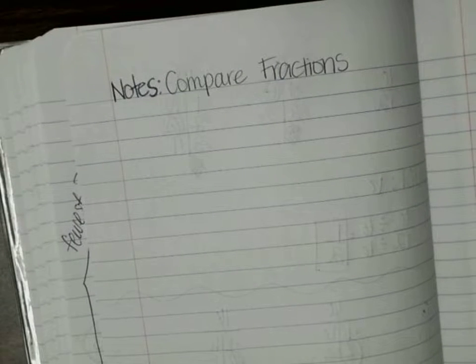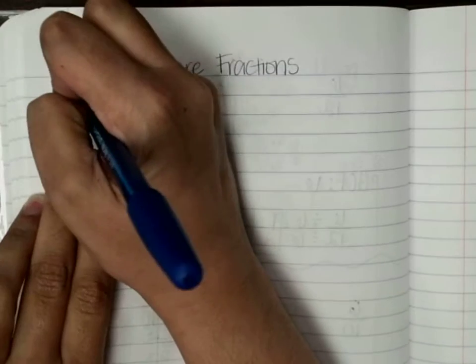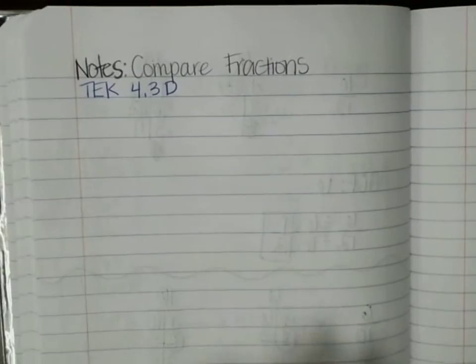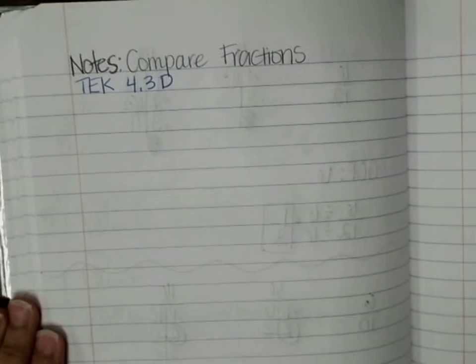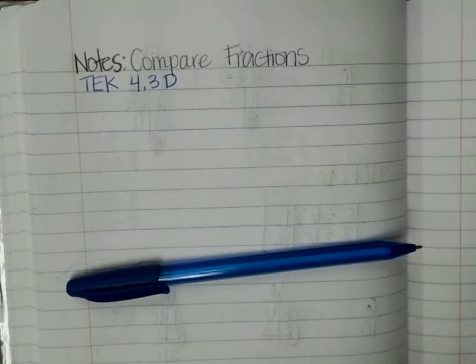Hi scholars, today you're going to learn about comparing fractions. This is TEK 4.3D. So please write this in your journal. And just put your pencil down and I want you to watch how to compare fractions using patty paper and pictures and math manipulatives. And then when you see why you have to follow the steps of finding a least common multiple, you'll understand why. So just put your pencil down and watch the video.